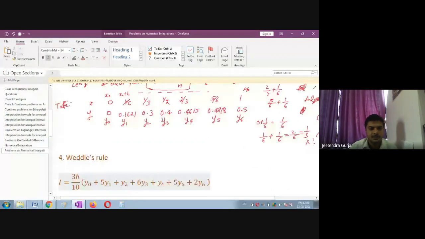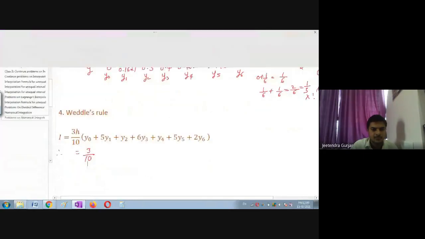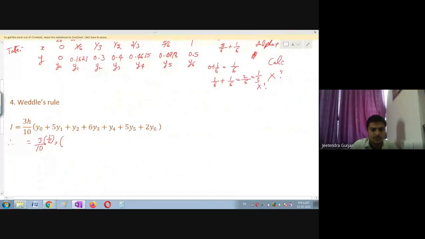Okay, so now please substitute the values. So therefore this is equal to 3 upon 10, right? H is 1 upon 6, so I'll just write here 1 upon 6 as H, into y naught is 0 plus 5 bracket y1 0.1621 plus y2 is 0.3 plus 6 y3 is 0.4, just substituting the values. So all the values are here in this table. Okay, so this is 0.4615 plus 5 y5 is 0.4918. Okay, plus 2 y6 is 0.5 students. So like this you should substitute all the values and tell me what is the answer now.